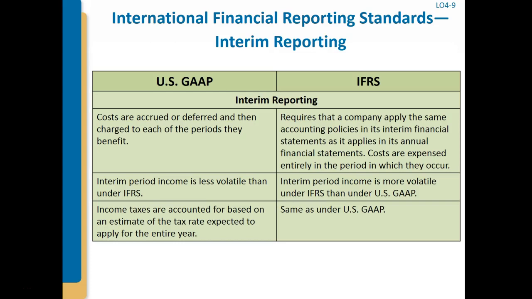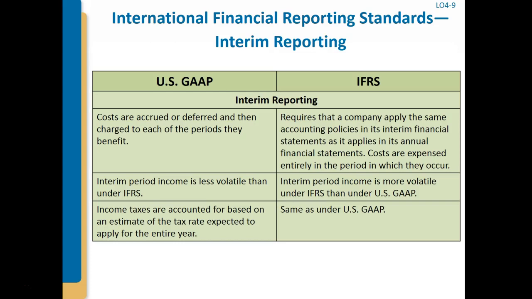IAS number 34 requires that a company apply the same accounting policies in its interim financial statements as it applies in its annual financial statements. So IFRS takes much more of a discrete period approach than does US GAAP.